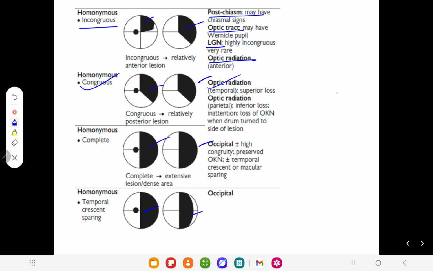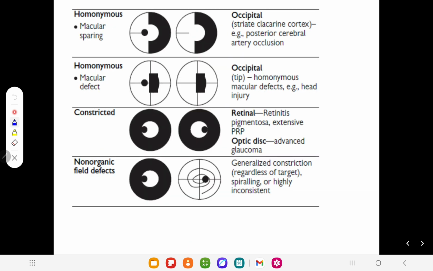Optic radiation defect, superior loss, or optic radiation, parietal temporal loss. And homonymous complete, the half is complete, isn't it? So occipital, high congruity, and preserved optokinetic nystagmus and temporal corresponding, and crescent to macular sparing. I don't know about it. Homonymous, it's temporal crescent sparing. So this part is even till clear, isn't it?